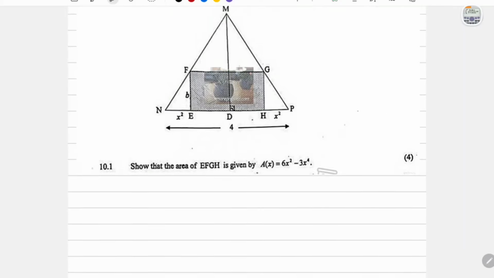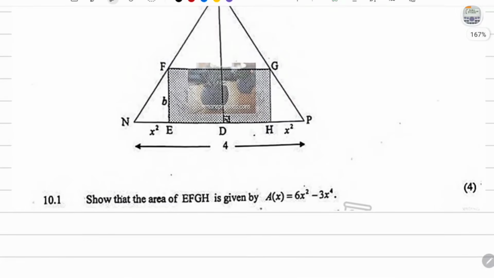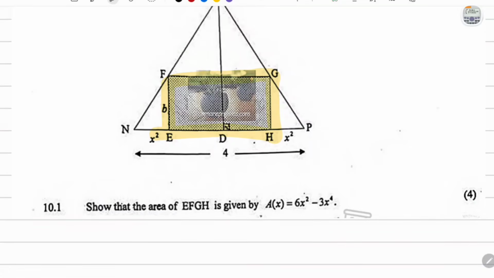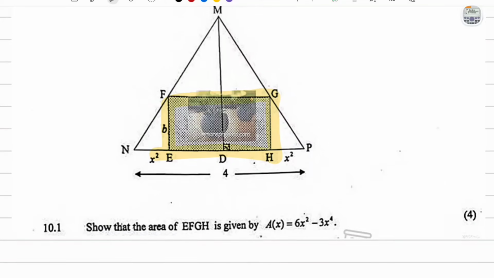Okay. 10.1, you need to show that the area of EFGH is given by A of x is equal to 6x squared minus 3x cubed. Okay, so let's work with that. Let's see what we're going to get there.